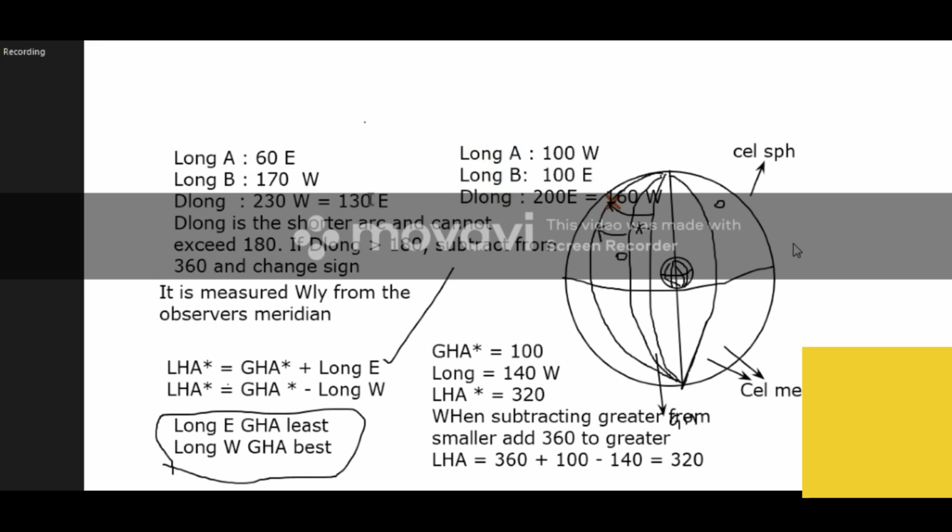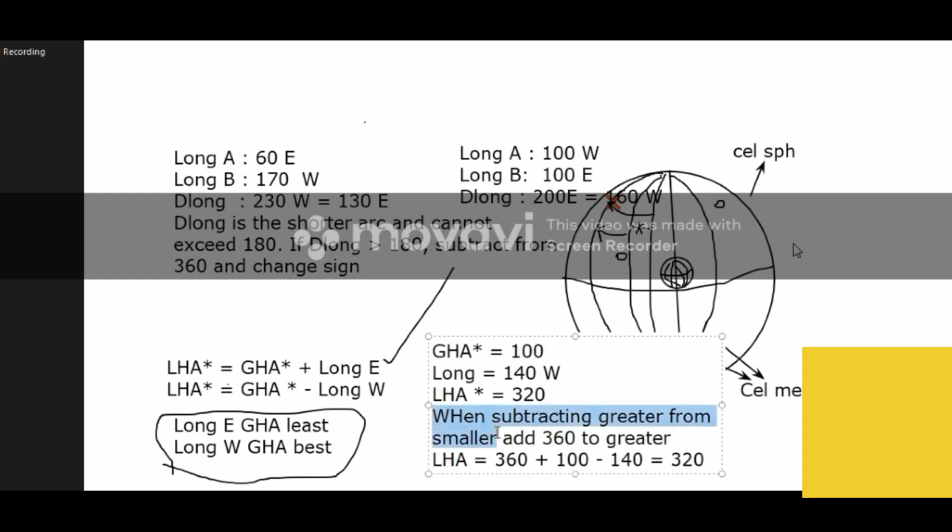Similarly, LHA also, if sometimes you get greater, it's easier to do over here. Sir, in this case, you told long A is 100 west, long B 100 east. So D long is 200 east. How do we name this D long as east? East, because from A to B, west to east is east. Here it is going from east to west, so it is west.